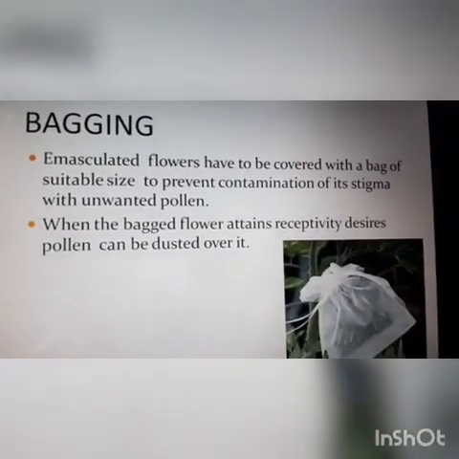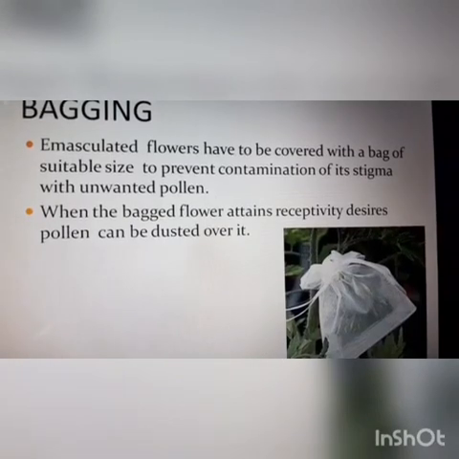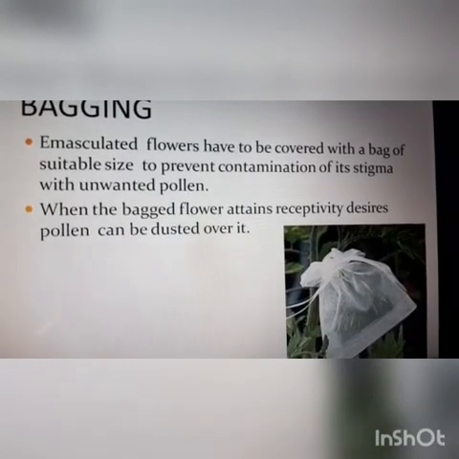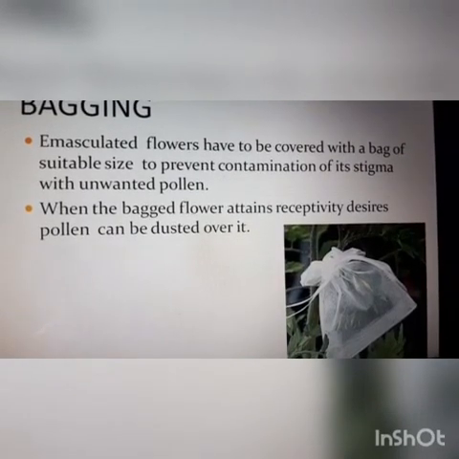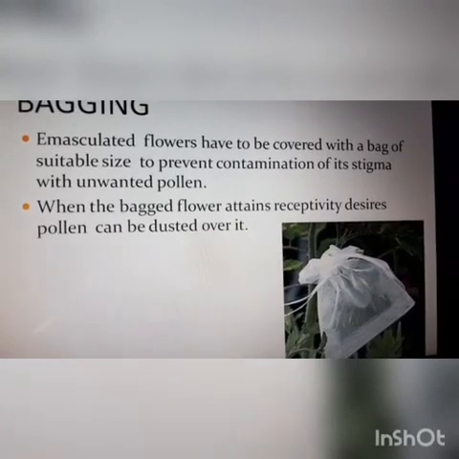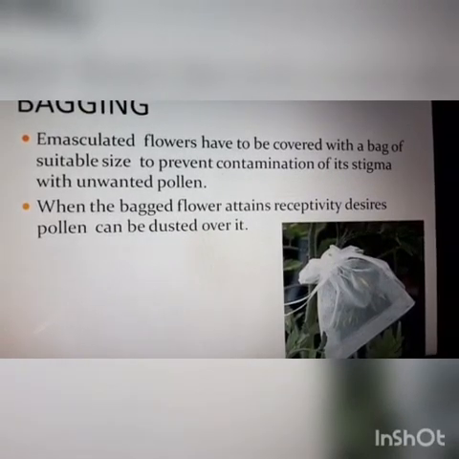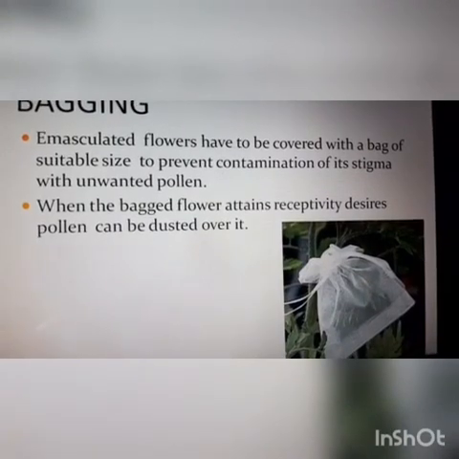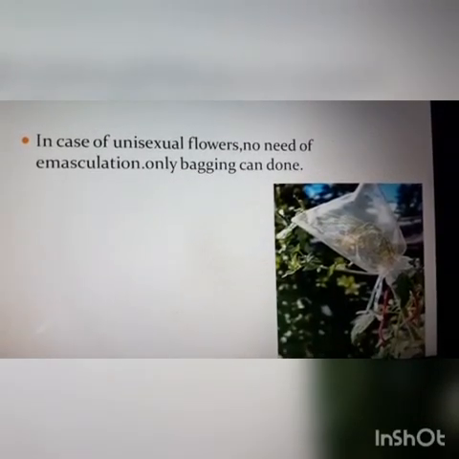It is followed by bagging, the next process. Emasculated flowers have to be covered with a bag of suitable size, made up of polythene cover or butter paper, to prevent contamination of the stigma with unwanted pollen. When the bagged flower attains receptivity, the desired pollen can be dusted over it. But in the case of unisexual flowers, there is no need of emasculation. We can do only bagging. So this topic is very relevant.